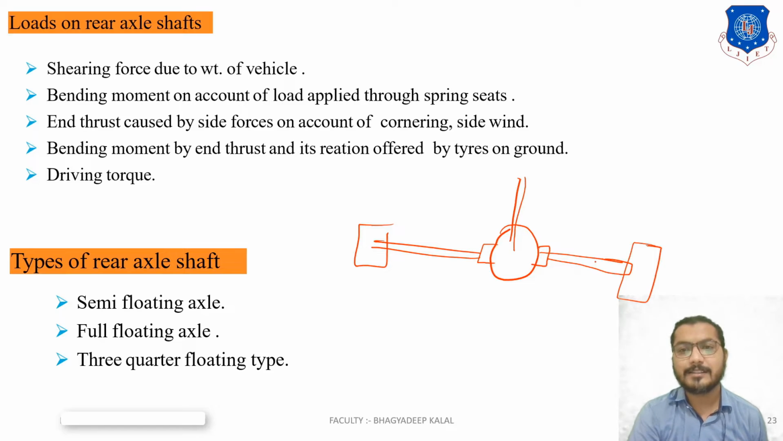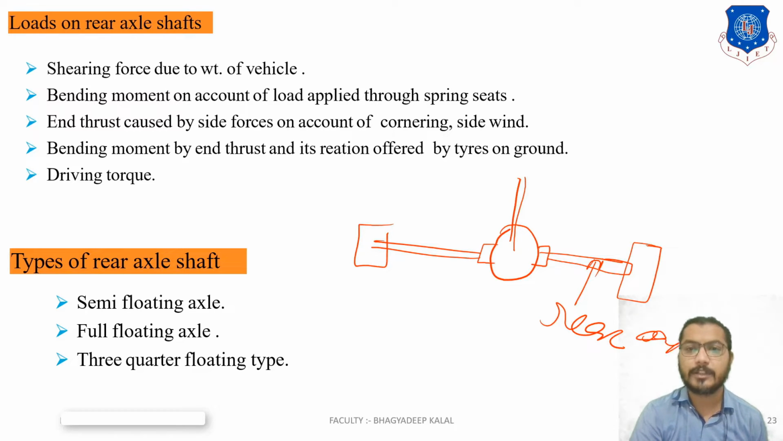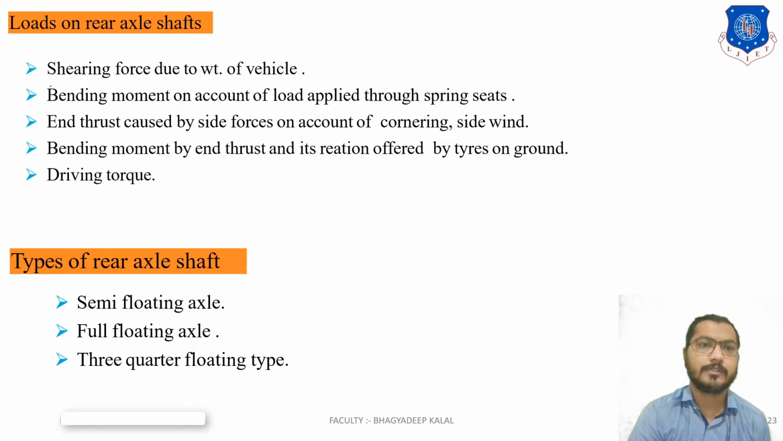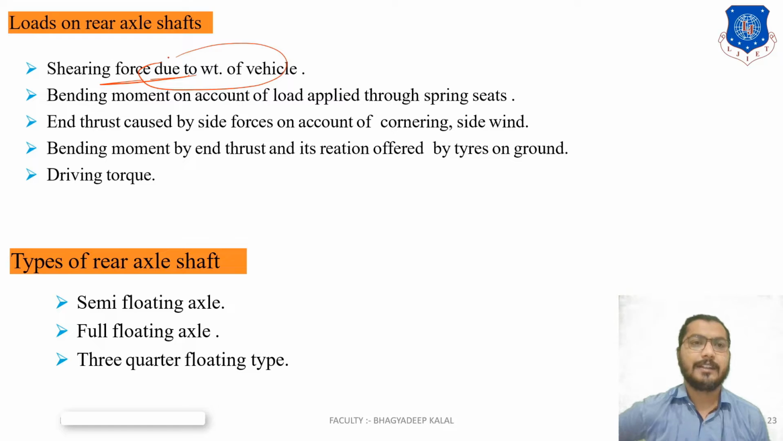So let me discuss the different types of rear axles. Generally, the rear axle is a live shaft axle. On these rear axles, different types of loads can be borne by the axle, so let me understand which types of loads come on the axle. First is the shearing force due to the weight of the vehicle. The load which comes on the rear axle is the shear force.